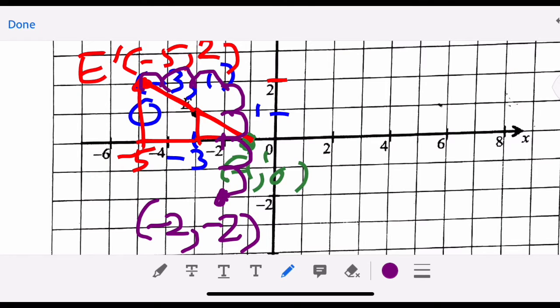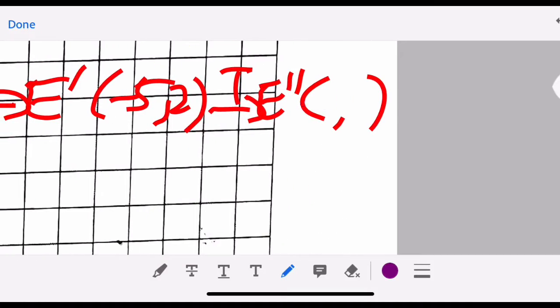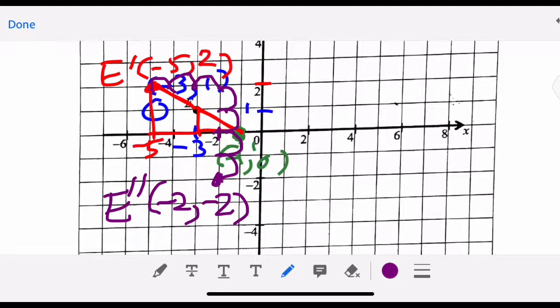Some of you are actually good, but you overlook. Alright, so that is the final image. You can put it as E double prime, alright? So that is your final answer, negative 2, negative 2. Both are negative, right? Be very sure this is the final image, okay?